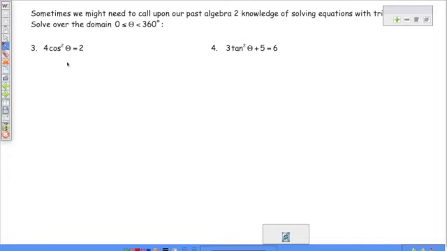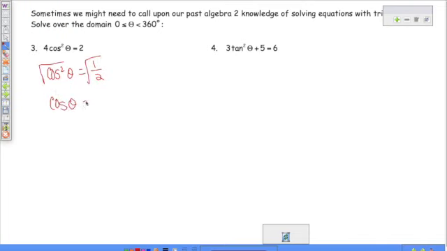So once again, I want to get the cosine theta by itself. So the first thing I'm going to do is divide both sides by 4 and I get cosine squared theta is equal to 2 over 4, which is 1/2. And I'm not actually ready yet to go with my calculator because this is being squared. So I want cosine theta by itself, so I'm going to take the square root of both sides.